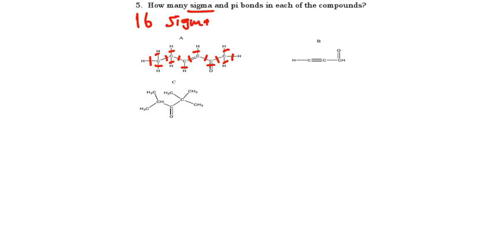Now for the pi, count. For a double bond, count once. For a triple bond, count as 2. So there are only 2 double bonds here. Each double bond has got 1 pi bond. So therefore we only have 2 pi bonds for the first one, since there are only 2 double bonds. In each double bond there's a single pi bond. For B, pause the video and try it out. So 1, 2, 3, 4 plus a hydrogen, 5. So we've got 5.